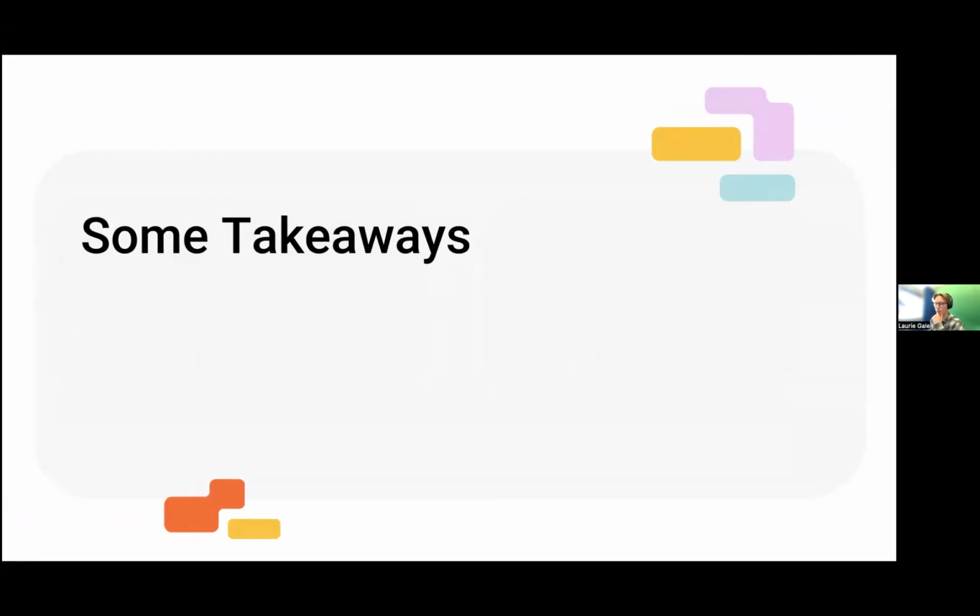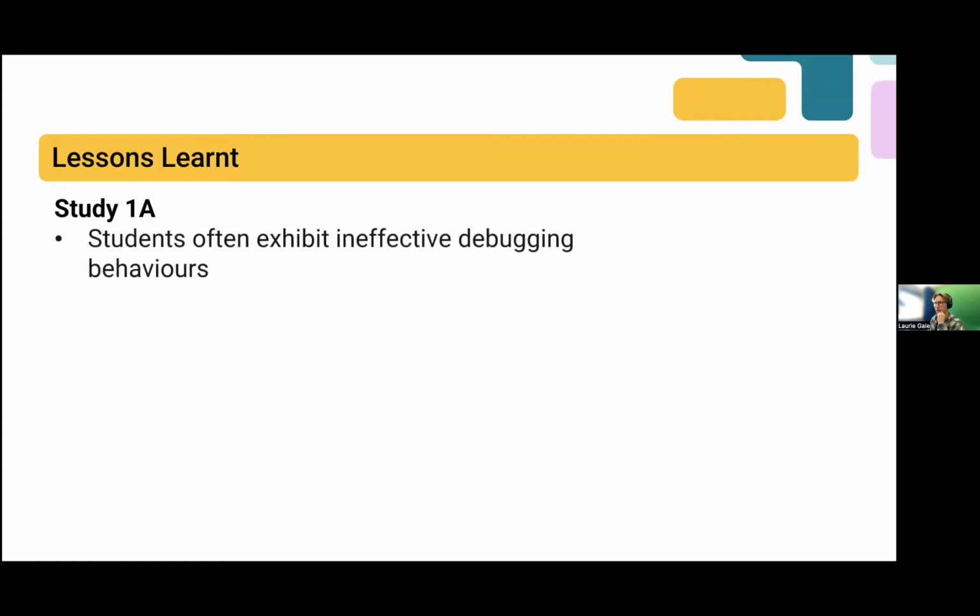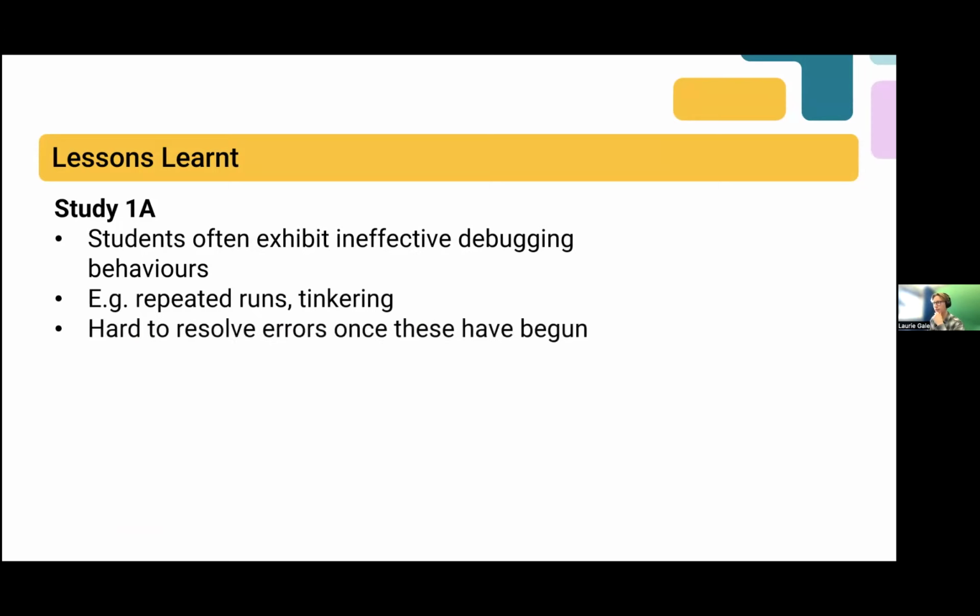But just on reflection, before we have some time for some discussion and questions, what did we learn from all of this research so far? Well, at least in the data I've observed, students, when they are struggling to debug, display ineffective debugging behaviors. In particular, they may repeatedly press the run button, they may tinker with their program and get it into such a state that it becomes very hard to successfully resolve every error. It's almost like a slump that they get into, which is very, very difficult to come out of. And so these errors build up and become hard to resolve.